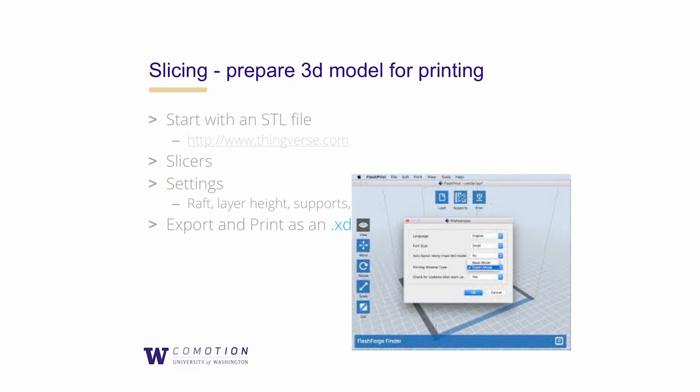So once you have your STL files, you have to slice it in a program, because what a slicer does is take a 3D model and transform it into something that the 3D printer can read. And in these slicers, you have a lot of different settings that you can adjust. Things like layer heights, supports, infills that you can change depending on what you're making.